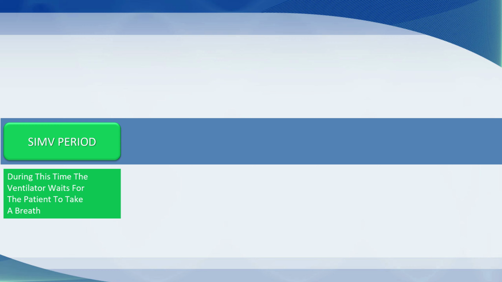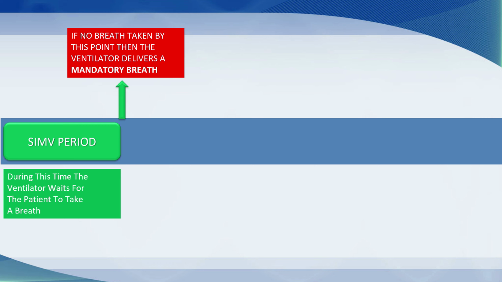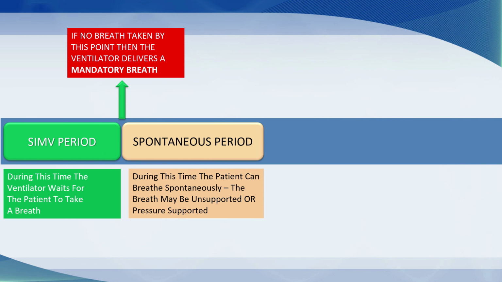And during this time, the ventilator is waiting for the patient to take a breath. And it could be 3, 4, 5, 6 seconds. It varies. If no breath is detected by the ventilator by the end of the SIMV period, then the ventilator will deliver a mandatory breath. Immediately after that breath has been delivered, the spontaneous period starts. And during this time, the patient can breathe spontaneously and the breath may be unsupported or pressure supported.